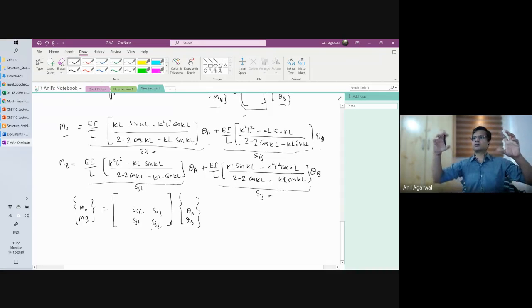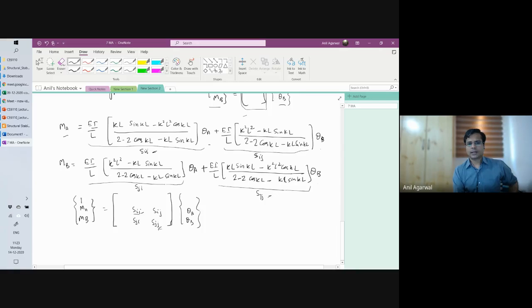So if I introduce a unit rotation here, I get some moment demand here. If I introduce a unit rotation here, I get some demand here. That is basically the same as the symmetric stiffness matrix. Not only that, if I introduce a unit rotation here, I have to apply a certain moment, and if I introduce a unit rotation there, I have to apply a moment, and this moment is same as this moment. That is SII being equal to SJJ. That is also obvious for the plane frame member.